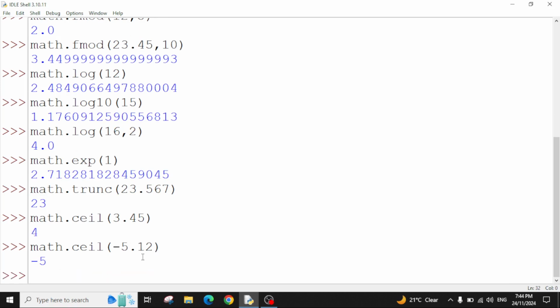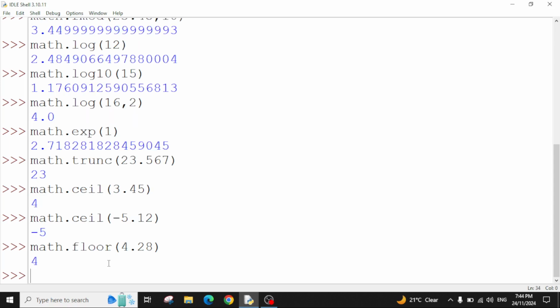So minus 5 is the integer value which is immediately greater than minus 5.12. As ceil gives you the higher value, similarly floor is one more function which gives the immediately lower integer value. Say I have 4.28 and I have to find the floor value. What is the integer value that is immediately lower than 4.28? It is 4. So it rounds down. Ceil rounds up to the nearest integer and floor rounds down to the nearest integer.